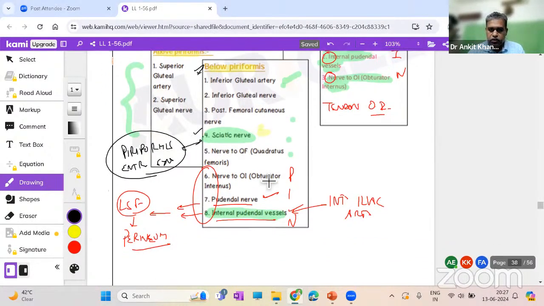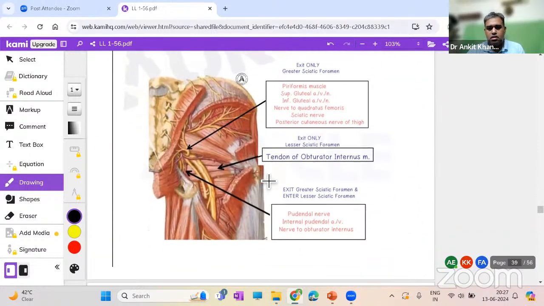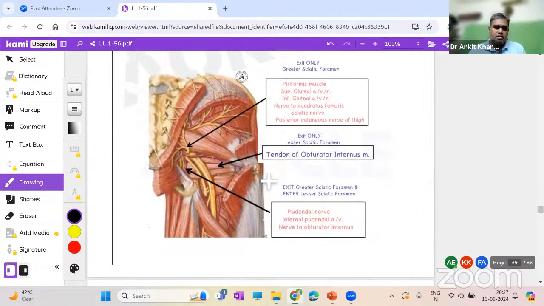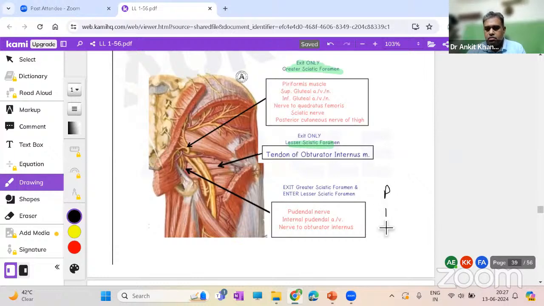Right? Okay, so structures passing through the greater and lesser sciatic foramen is an important point. You can make diagrams here. The key muscle, let's see that too. Structures that exit only through the greater sciatic foramen. Then structures that exit only through the lesser sciatic foramen. Here, what they have missed out is that they have not specifically named the PIN structures, because they pass through both the greater and lesser sciatic foramen. The question can be asked in different ways. Just understand that PIN structures pass through both the greater and lesser sciatic foramen. This is the whole point.